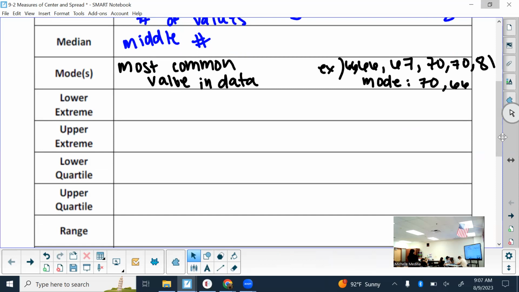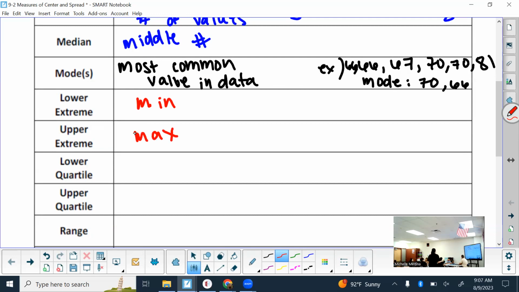Now we have lower extreme, upper extreme. That's a fancy way of saying what do you think? Minimum and maximum. So you can put that for your definition. Minimum for your lower, maximum for your upper. So it's the extreme. Minimum and maximum.